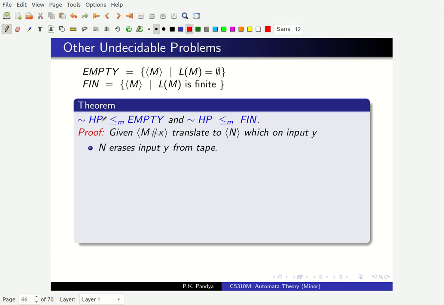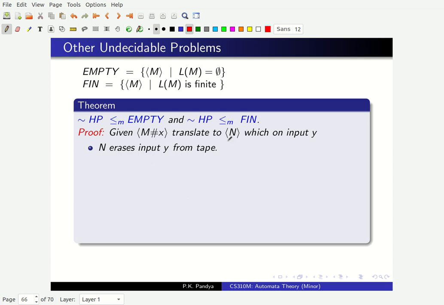So what are members of not HP? They are pairs, MX pairs. And an MX pair belongs to not HP if M does not halt on X. If it halts on X, it belongs to HP, and so it will not belong to complement of HP. So these are all MX pairs where M loops on X, right? Given such a pair, we translate. We don't know whether M halts on X or not. But given any such pair MX, we will, by means of a total Turing machine, translate this to a Turing machine N, right? So given MX pair, we will translate it to N. And what does N do?